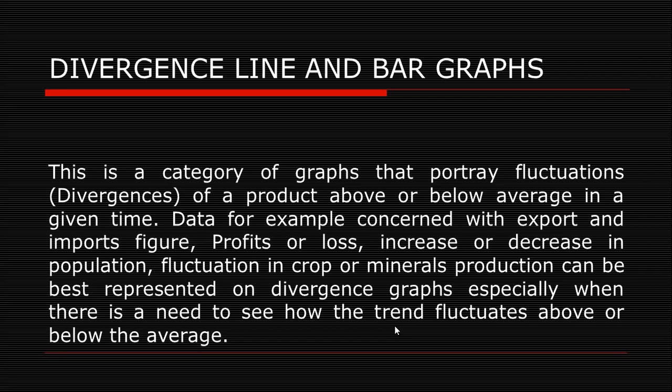So when we talk about divergent, we are talking of something that will move down or up. That is what we can explain. So you can be given data, which can show fluctuations, can show differences, either high or low.